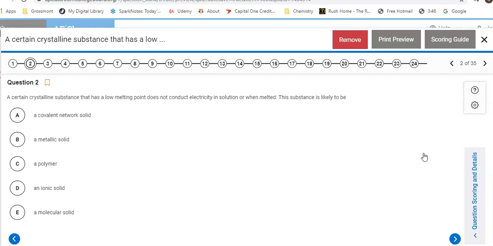So if this crystalline substance does not conduct electricity, and that's typical of covalent bonds, they don't conduct electricity because they don't have loose charges floating around. So if it doesn't conduct electricity and it melts at a low temperature, it's likely to be covalent. Now, you see covalent network solid. That's actually a very strong bond. That would melt at a very high temperature. That would be a diamond. The answer is a molecular solid. That's another name for a covalent bond, a molecular solid, because covalent bonds form molecules. So the answer to this one is E.